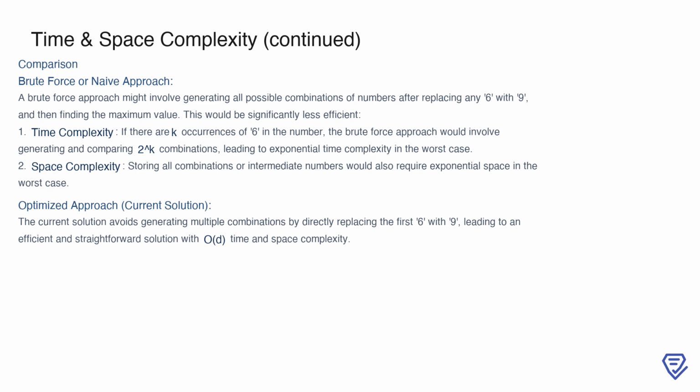Additionally, storing these combinations would also consume exponential space. On the other hand, the current optimized solution avoids generating multiple combinations by directly replacing just the first 6 with 9. This results in a much more efficient approach with a linear time complexity of O(d) and linear space complexity of O(d), making it significantly more practical for large input sizes.